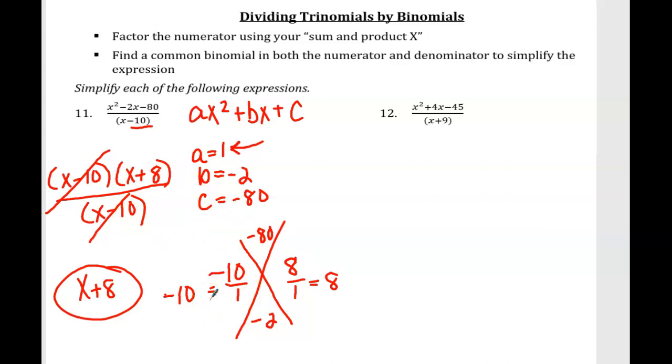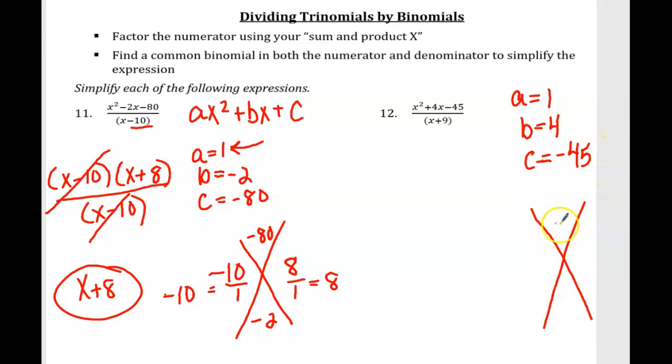So let's try that with number 12 because our leading coefficient is 1, our b is 4, and our c is negative 45. All right, we make our x. We've got a negative 45 and we have a 1. All right, so here we know one of them is going to be 9. 9 times, let's see, oops, b is 4, sorry. So 9 times negative 5 is going to give us negative 45. And if we add them together, we're going to get that positive 4.